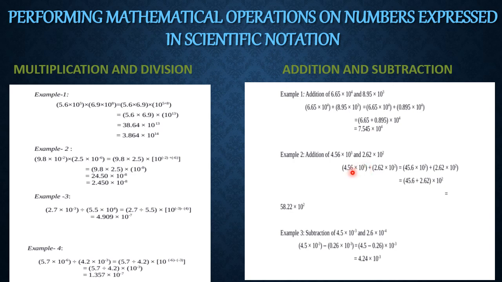Now I will go to example number 3. Subtraction of 4.5 into 10 to the power minus 3 and 2.6 into 10 to the power minus 4. Here in equation form, this is minus 3, and this I have made minus 3. Why? I told you in the first example, make the exponents of 10 the same. So here also you have to make either 10 to the power minus 3 or 10 to the power minus 4. I have made it 10 to the power minus 3 form. So here is the answer, 4.24 into 10 to the power minus 3.